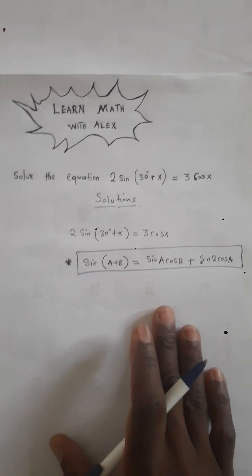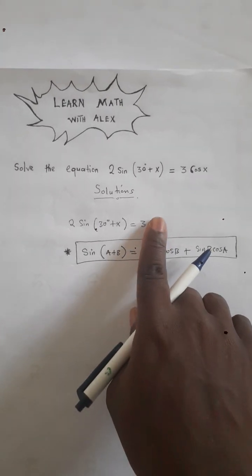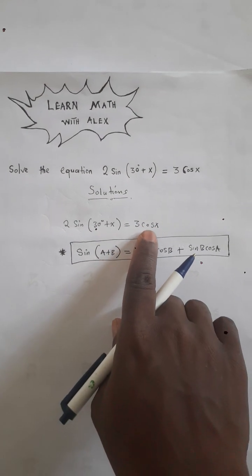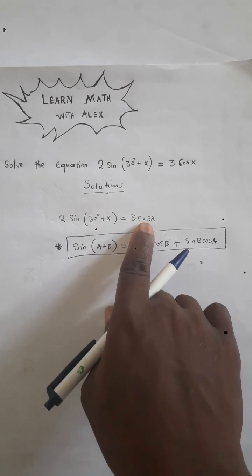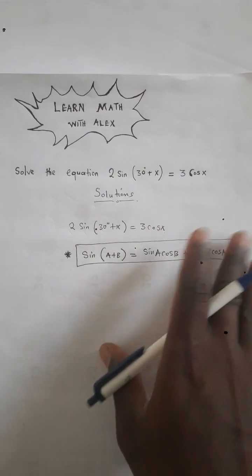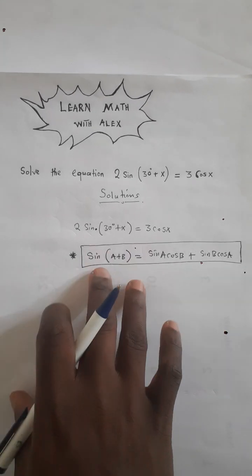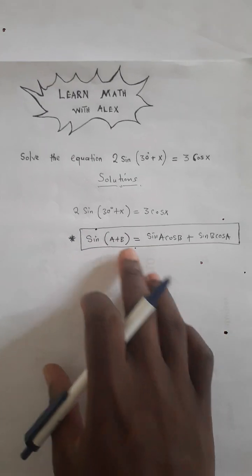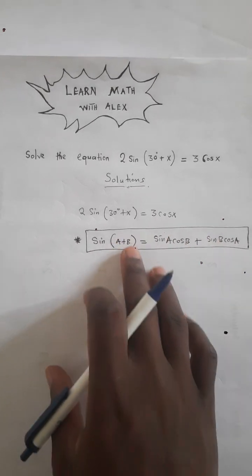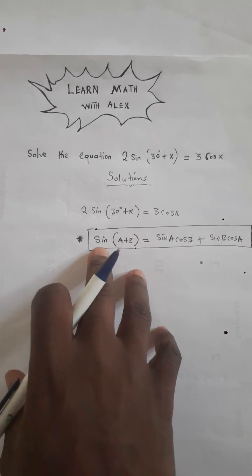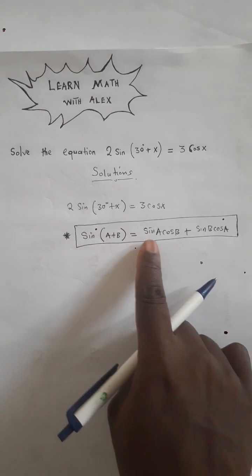If we had a constant here, and not a ratio like the cos we have here, it would be straightforward. But in this case, we have to apply the compound angle formula, the formula for the sum of two different angles for sine. So we are going to replace this.